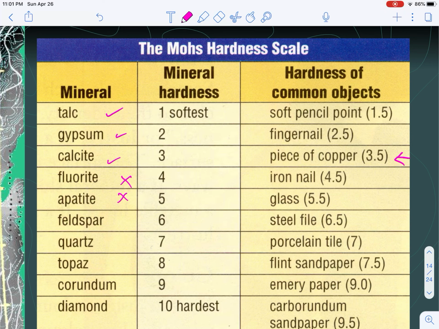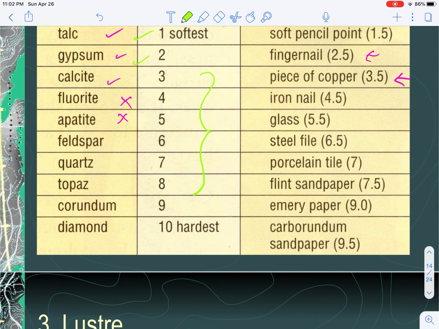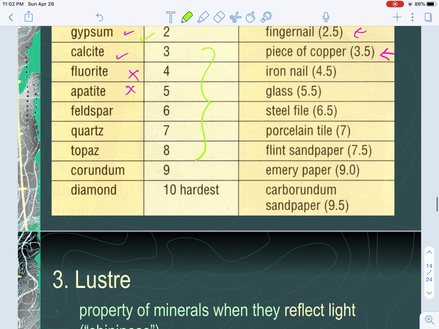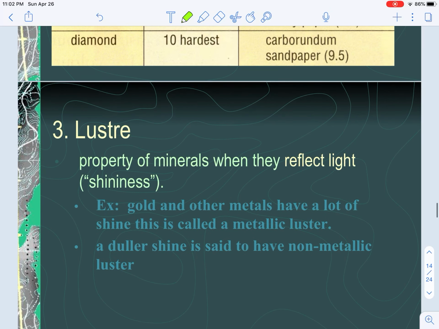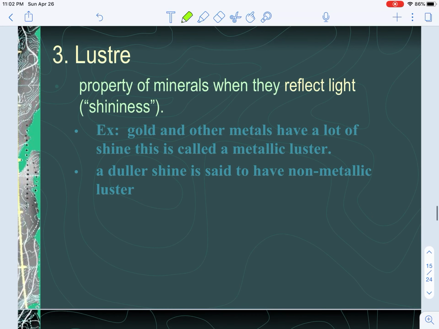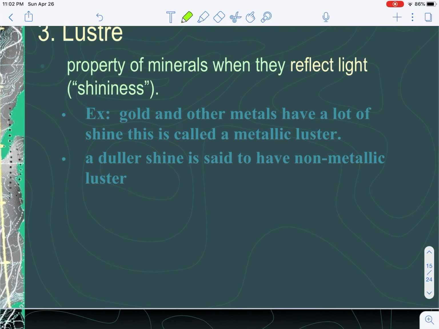So using these common objects would be how we could do an activity on this. For example, your fingernail could scratch gypsum and talc, but a fingernail couldn't scratch anything further than that. So this is a great way to use these objects to scratch your sample and help determine the hardness, and that way you can look at a chart of data and determine what mineral you had.